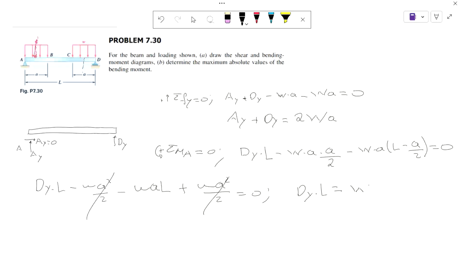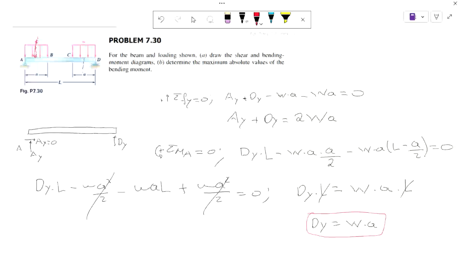So now we can do Dy times L is equal to, moving this one to the other side, positive W times A times L. This should be a known value because we know the load, we know the region A, we know the length. All right, and L cancels with L, so Dy is equal to WA. That makes a lot of sense. This one is the force at the roller.